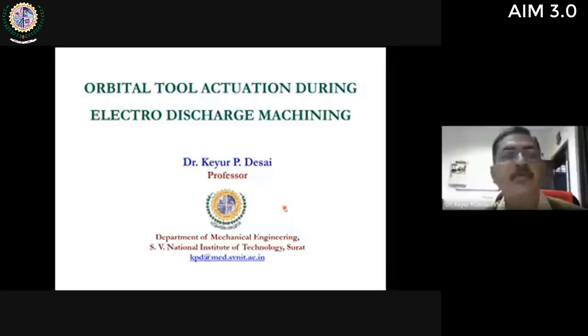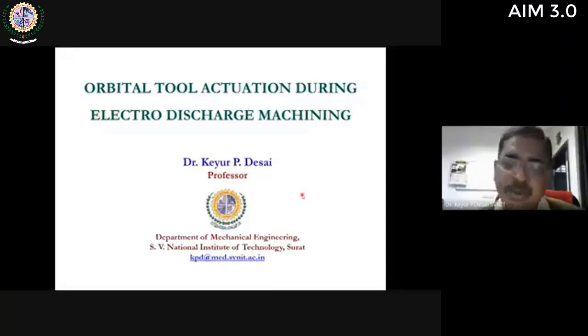The topic assigned to me for discussion is orbital tool actuation during electro-discharge machining. All mechanical engineers know the importance and inevitability of unconventional machining processes. And electro-discharge machining is one of those.